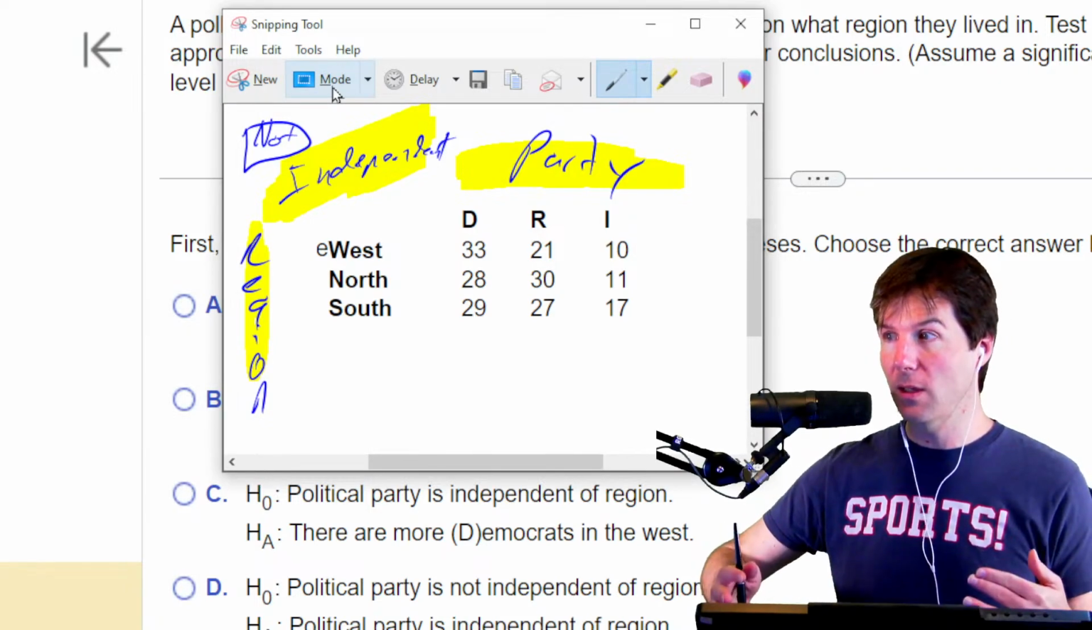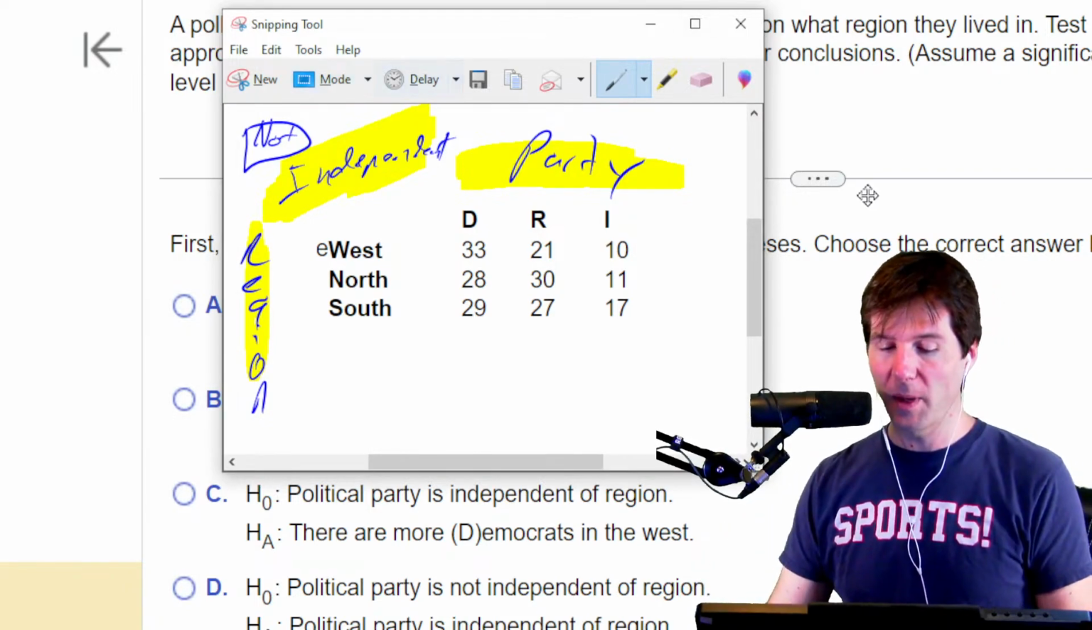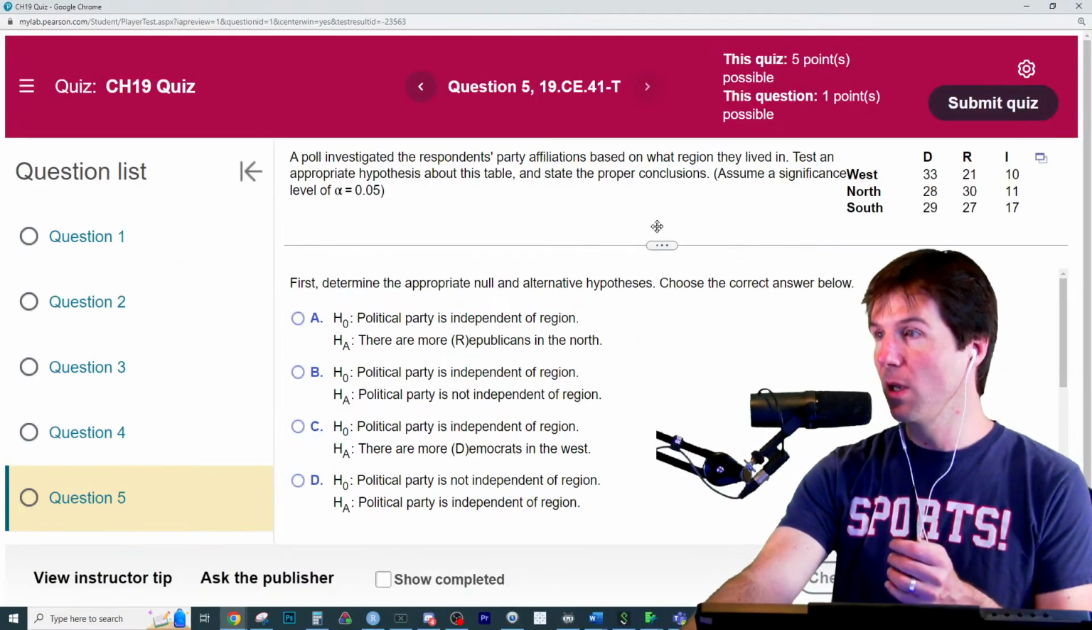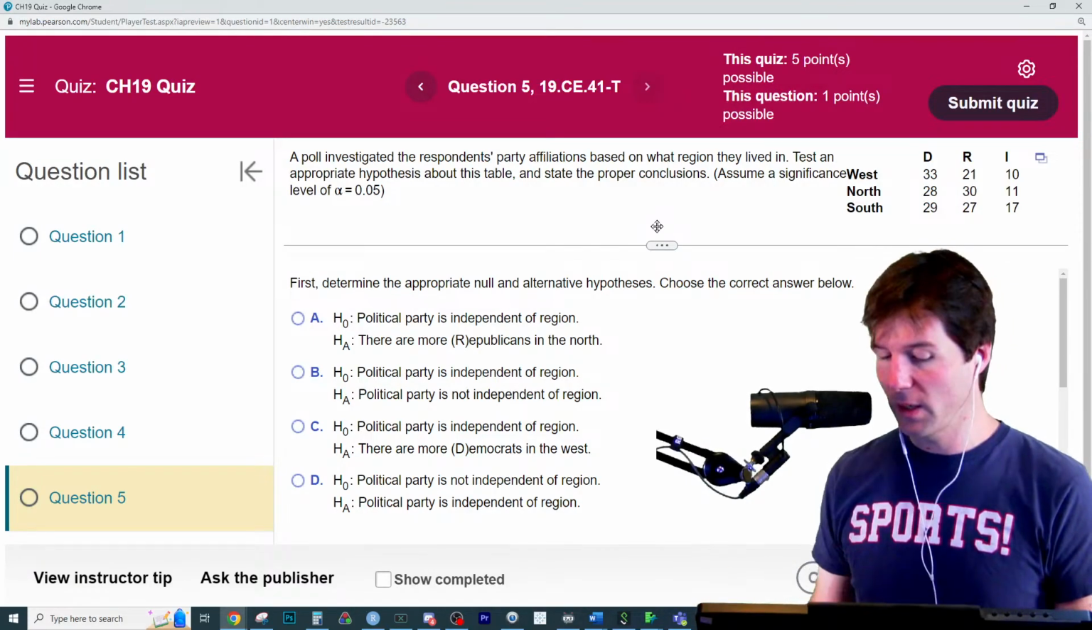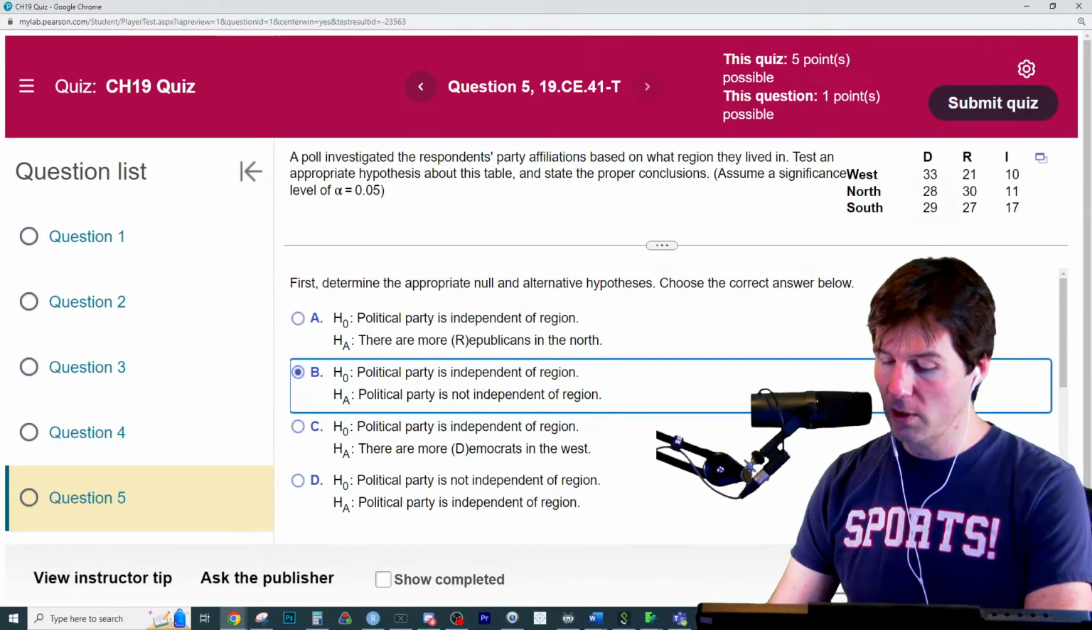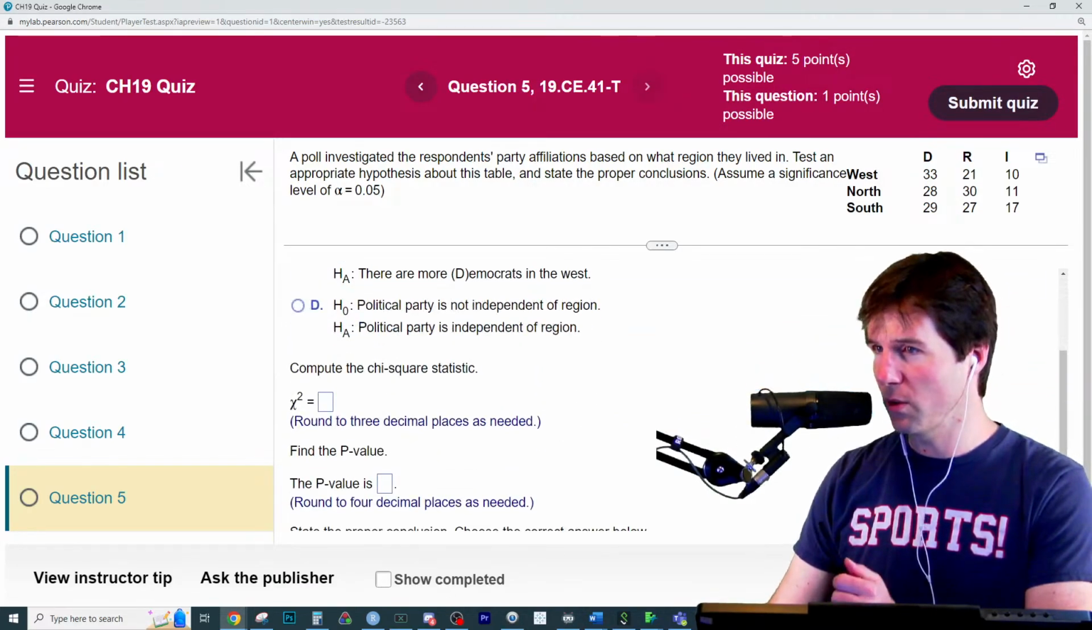So I'm going beyond just saying they're independent. I'm explaining what it means to be independent. That one bit of information, the value X, someone's region, would not help you understand the party they're in. So the null is that political party is independent of region, and the alternative is that they are not independent. But do understand what that means.